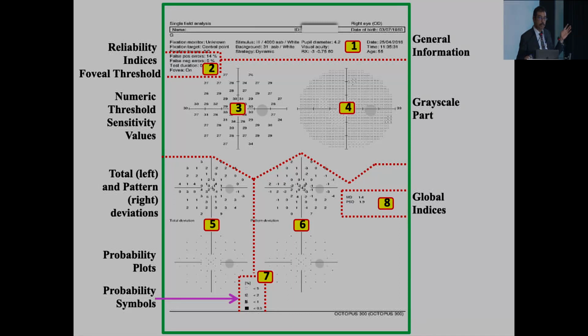Then you have the stimulus size that is either 3 or 5. You go with 5 only where the vision is poor. Then the background is always fixed. Then you have the strategy. In Octopus, we use G dynamic. In Humphreys, we use SITA Fast or SITA Standard, which is normally used. The pupillary diameter becomes extremely important.